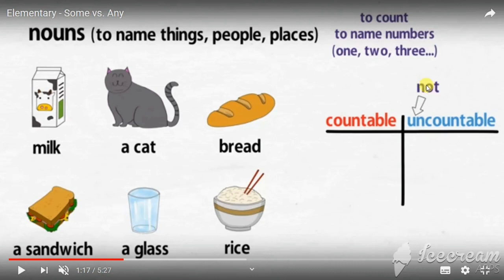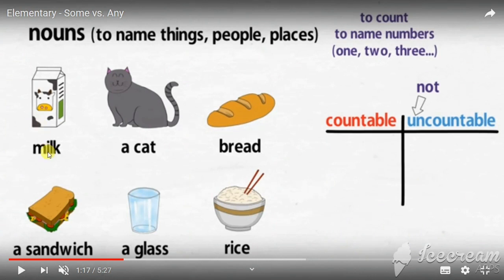Uncountable means not. Un means not, negative. Things you can't count. Okay, things you can't count. So the nouns are countable and uncountable. Let's see these nouns, how to put them under the correct category, okay?